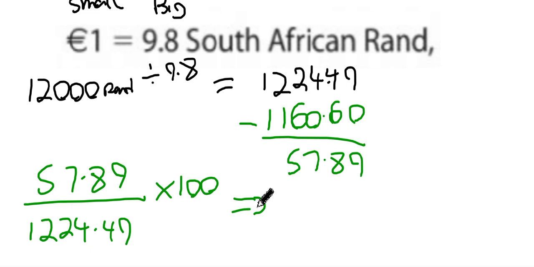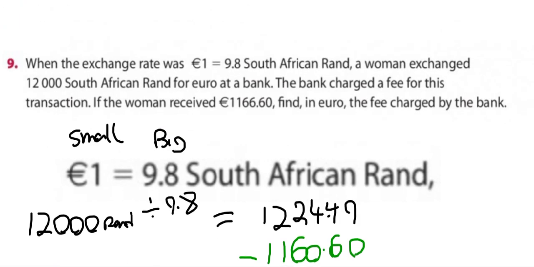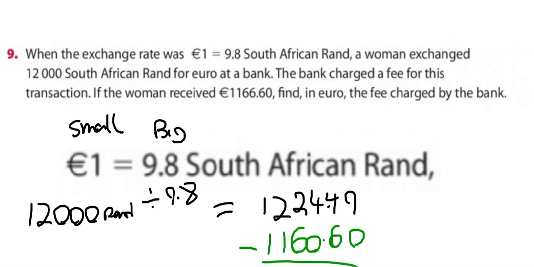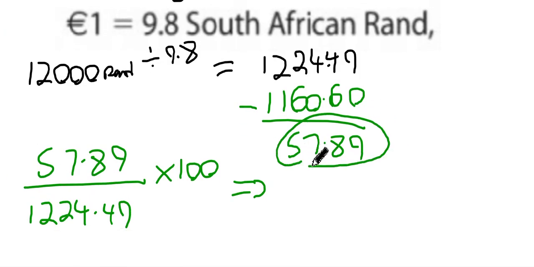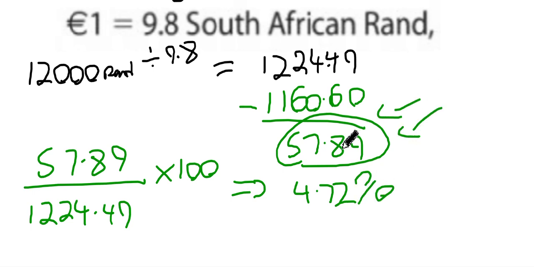So what percentage did they take off us? Well, what do you get? Okay. 4.73. Actually, sorry, my bad. We're only asked to find the fee charged by the bank. So actually, when I got the €57.89, the question was complete. But for argument's sake, if you were asked for the percentage the bank charged, you do that and you get 4.72%. But believe it or not, the answer was here. We already had it. But you will be asked for percentages as well.